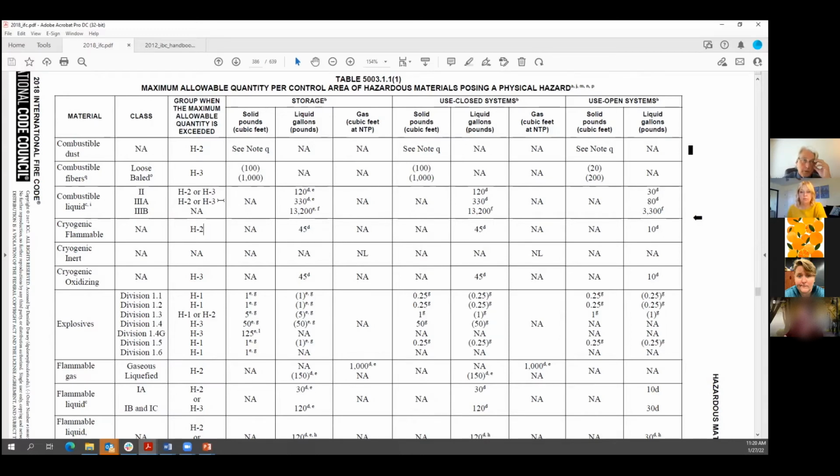So this table is also a challenge to read. They've crammed a bunch of stuff into it, but it's the most important table to understand when you're trying to do calculations for MAQs. You'll notice that at the top, if it's in parentheses, that's the alternate unit of measure. So all these are in pounds, but these two up here are in cubic feet. They all have footnotes.